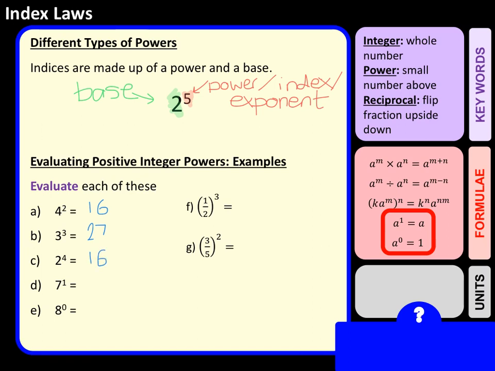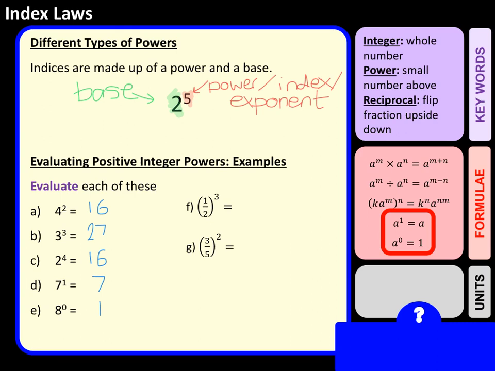And then for D and E, we're just going to take a little glance over here to the formula box. Any number A to the power of 1 just gives an answer of A, and any base A to the power of 0 gives an answer of 1. So our answers for these are going to come from there. 7 to the power of 1 is a single 7, but 8 to the power of 0 just gives us an answer of 1.